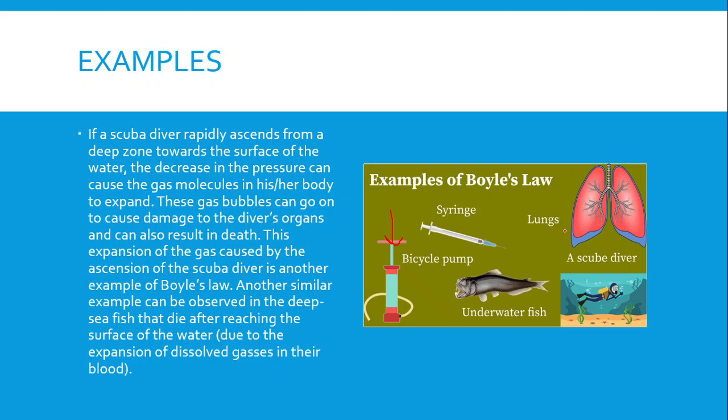And a really good example is that of a scuba diver. If a scuba diver ascends from a deep zone towards the surface of the water, the decrease in pressure can cause the gas molecules of the body to expand. These gas bubbles can go on to cause damage to their organs and can also result in death. What happens is that basically the lungs can collapse. So this expansion of gas caused by ascension of a scuba diver is another example of Boyle's law.